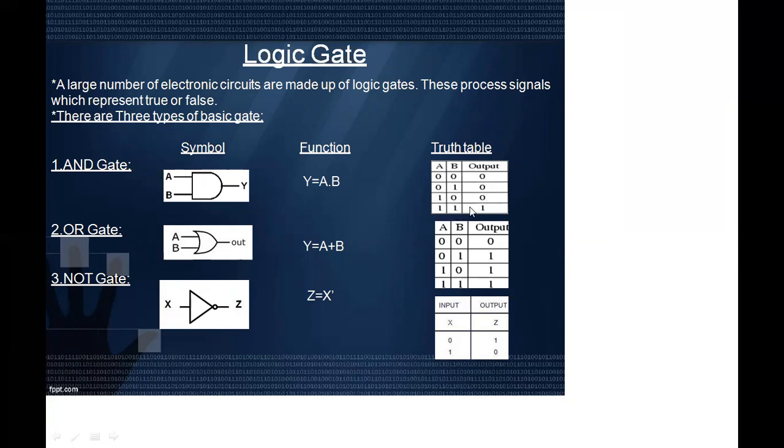And here the truth table is given. If the two inputs are 0, then we get the output 0, and only if the inputs are 1 1, then we get the output 1. And by putting these values in the equation, we can also get the output. In the OR gate, if any one of the input digits is 1, then we get the result 1. And in the NOT gate, the input is 0 and 1, and we get just the opposite result.